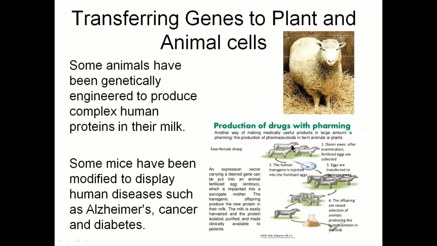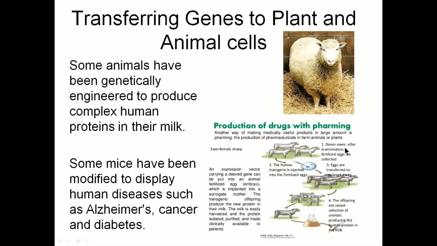The production of drugs with farming. Another way of making medically useful products in large amounts is farming: the production of pharmaceuticals in farm animals or plants. An expression vector carrying a desired gene can be put into an animal fertilized egg or embryo, which is implanted into a surrogate mother. The transgenic offspring produce the new protein in their milk. The milk is easily harvested and the protein isolated, purified, and made clinically available to patients.